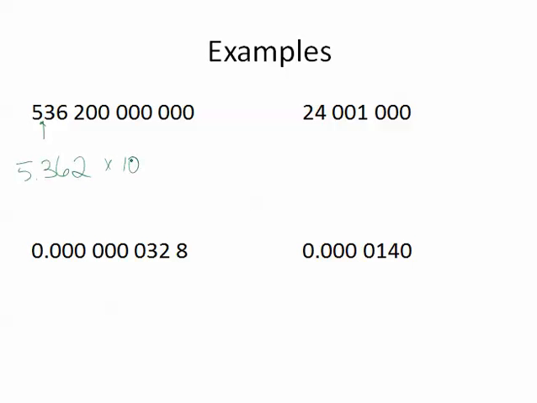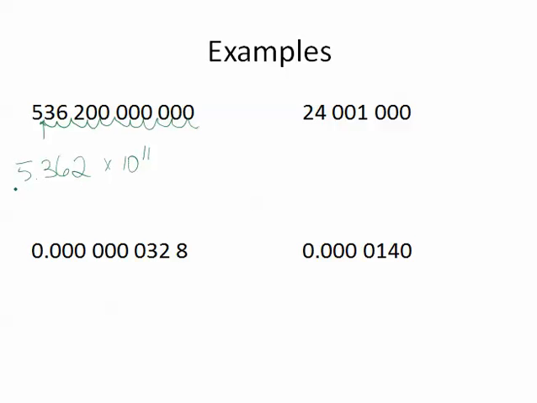And now I need to figure out what my exponent is. If I count the number of positions, we see that we would need to move it 1, 2, 3, 4, 5, 6, 7, 8, 9, 10, 11 positions. So we see that my exponent is going to be 11. And since this value is large, we want to make sure that our exponent is positive.